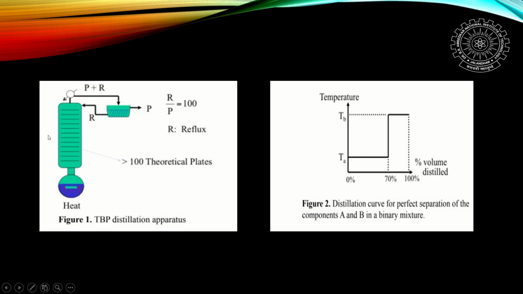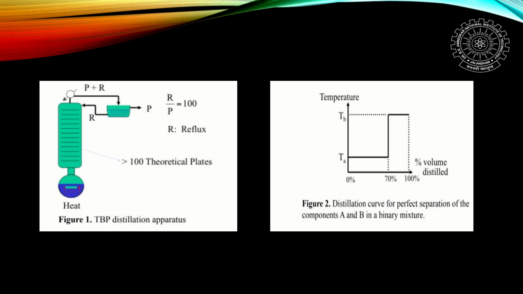This is the TBP distillation apparatus, where you can see that the reflux ratio is approximately 100, and if we talk about theoretical plates, then it is greater than 100. And we are talking about this curve, the distillation curve for perfect separation of the components A and B in the binary mixture. So this curve illustrates the distillation curve obtained if the mixture was distilled using the TBP method.